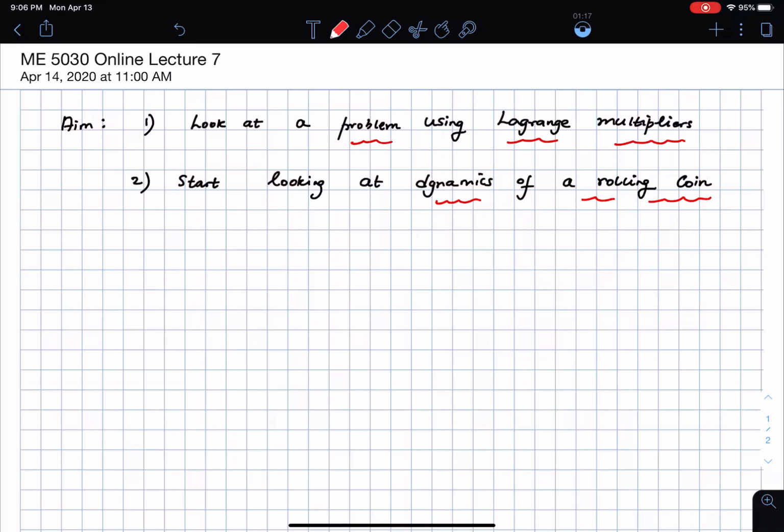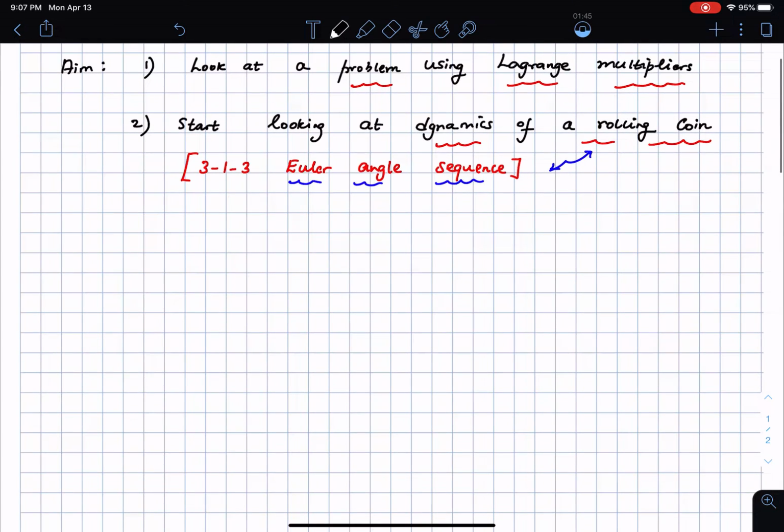When we do the dynamics of a rolling coin, you'll be introduced to the 313 Euler angle sequence. The 313 Euler angle sequence is one of the many sequences that we can typically use in studying the dynamics of a rolling coin. But this is the most convenient and the most useful for us. All right, so we will start off by looking at a very simple problem using Lagrange multipliers first.